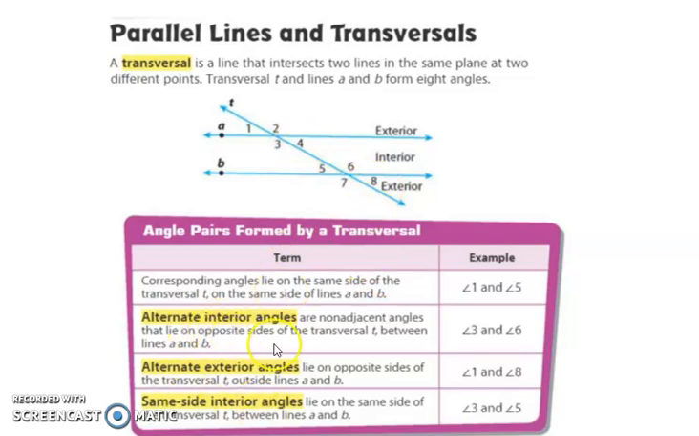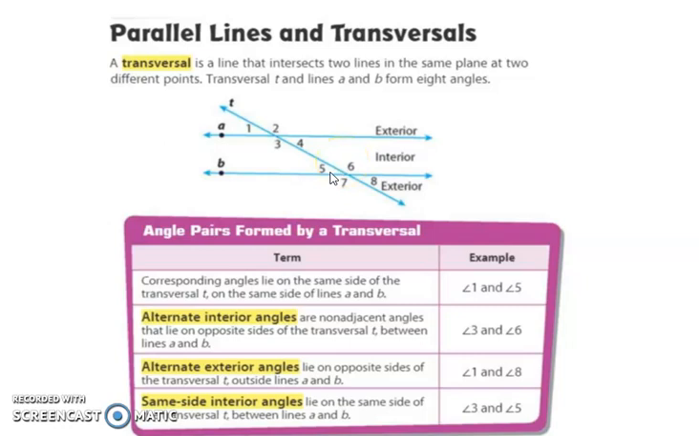So alternate interior angles are non-adjacent angles. Again, they do not share a side. They lie on opposite sides of the transversal. In this case, they're giving us the example of 3 and 6. These are the same measurements, 3 and 6. They are on opposite sides of the transversal. However, they are on the interior of the two parallel lines. So they are inside. Alternate areas. When you think alternate, think opposite, okay?